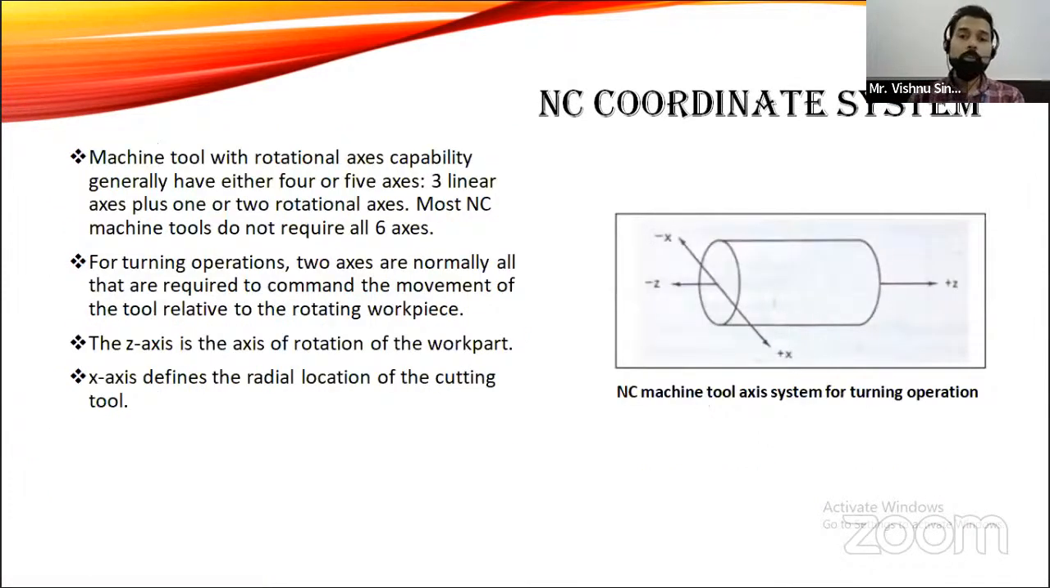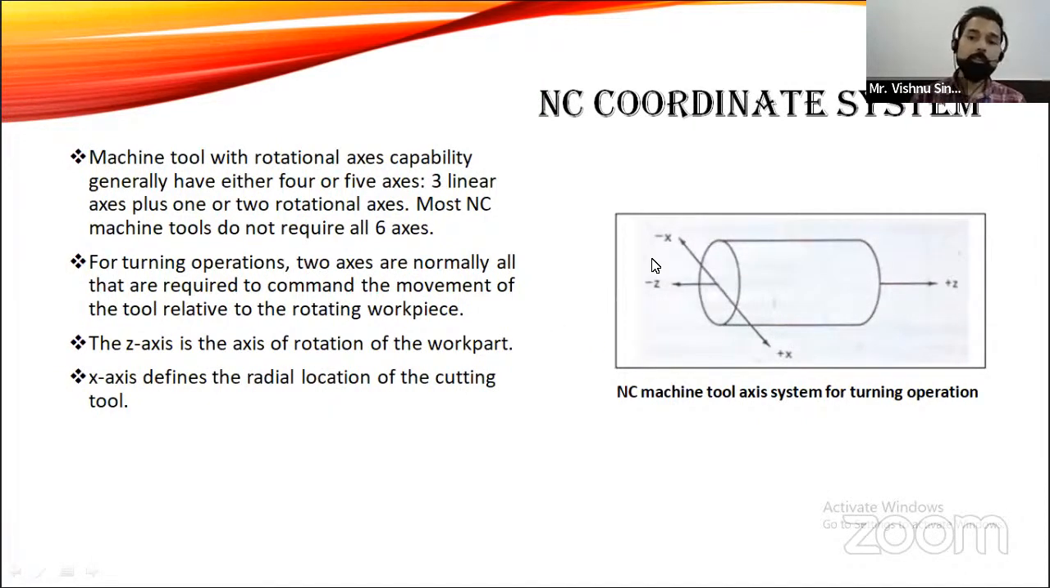The next coordinate system that we see is for rotational workpieces that we use in a lathe machine. In this type of workpiece, only two axes are sufficient to perform operations on the workpiece, and these two axes are the x-axis and z-axis. So what exactly is the z-axis used for? The z-axis is the axis of rotation of the work part. It is the axis along which our workpiece rotates, as you can see, minus z and plus z.